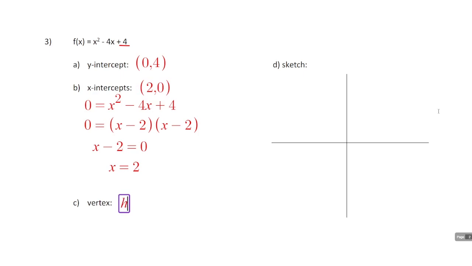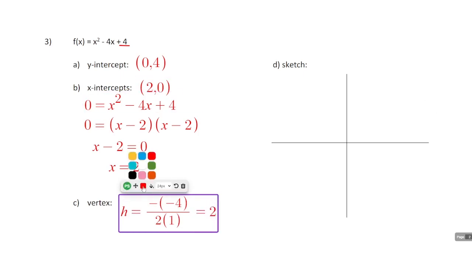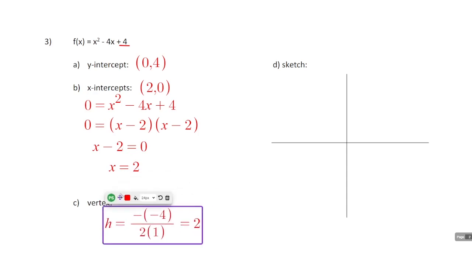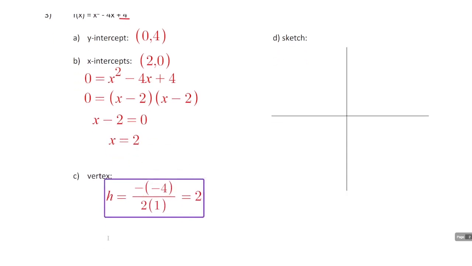But let's just verify. h, negative b over 2a, is going to be -(-4) over 2 times 1. So 4 divided by 2 is 2. Like I said, we already know it's going to be (2, 0), but just to verify. k is going to be what I get when I plug in 2. So 2 squared. I'm expecting 0.